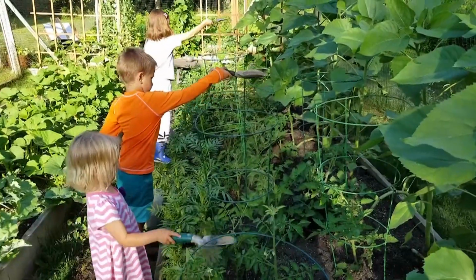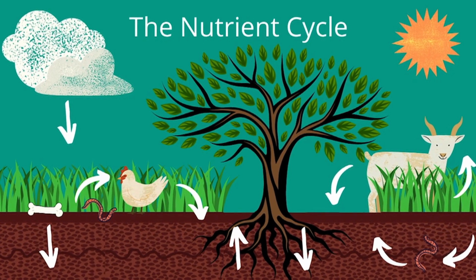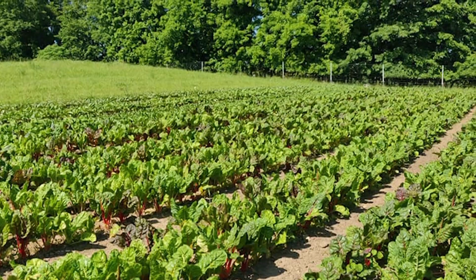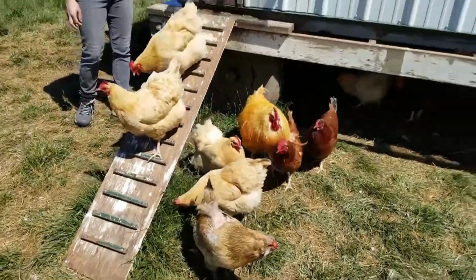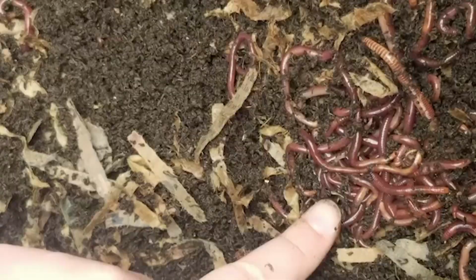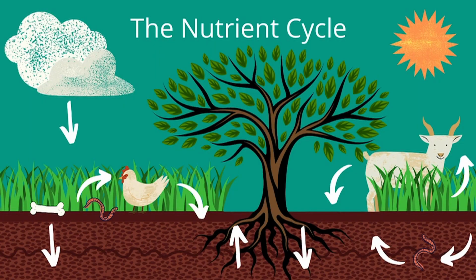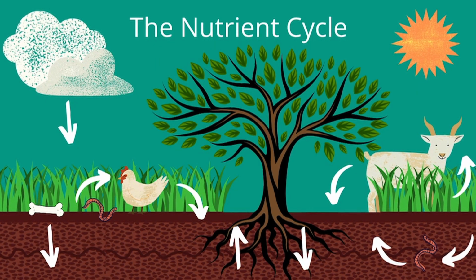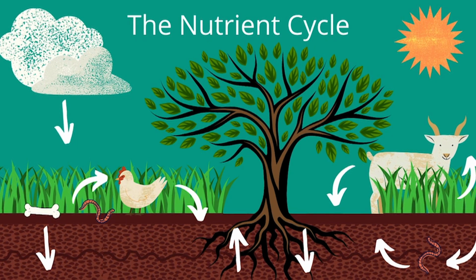Here on the farm, we call this the nutrient cycle, when matter and energy are transferred and exchanged between different living things. Energy from the sun is used by our plants to make their own food. Our animals, including our goats, our chickens, and our decomposers, the worms, eat plants to stay alive. In turn, our animals provide food in the form of manure to feed our plants.